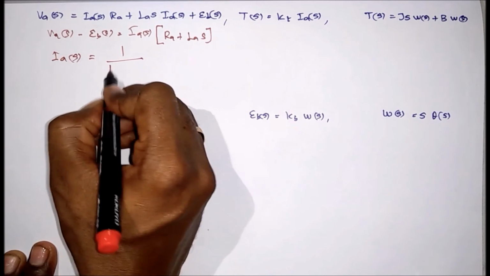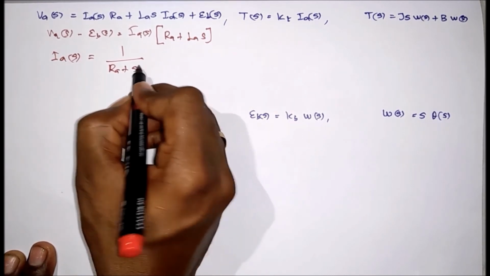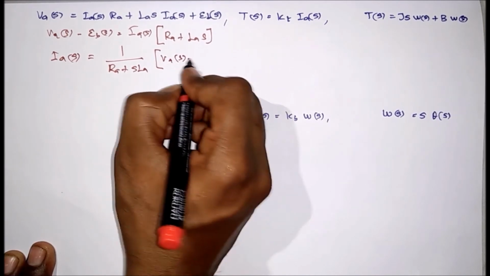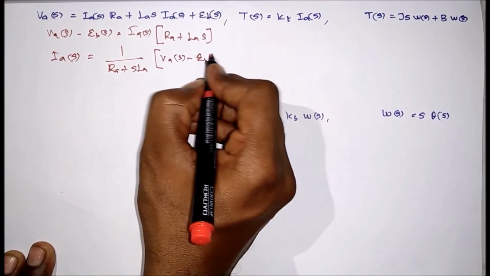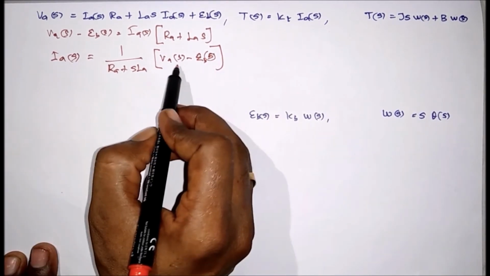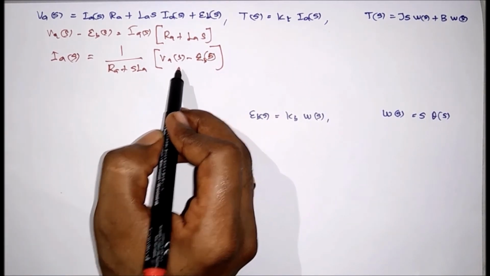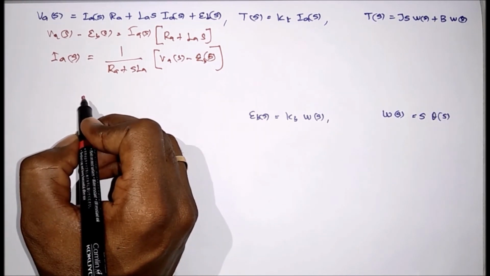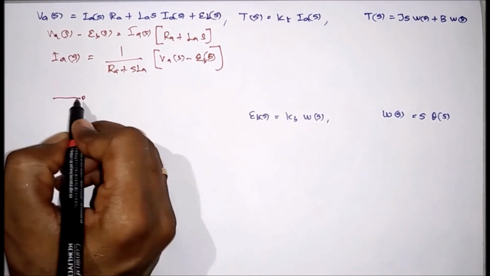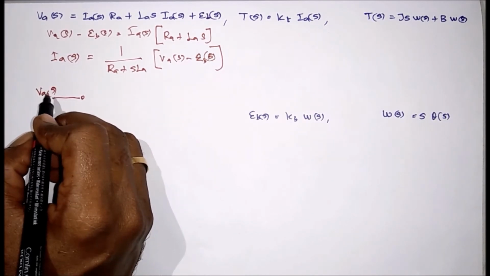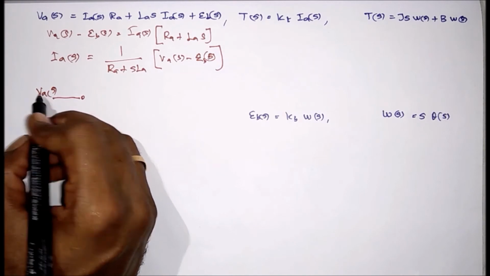So 1 divided by Ra plus s into La, into Va of s minus Eb of s. Now we see this is the output, and this is the input. Therefore, we can consider this a point or node. This Va of s, according to the concept, armature voltage is the input. Therefore, in the signal flow graph, this will be the input.